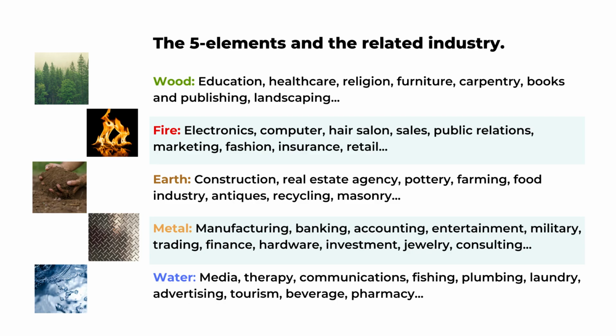So here is a basic example of the 5 elements and the related business or industries. First, for the wood element, it's related to education, healthcare, religion, furniture making, carpentry, books, publishing, and landscaping. And a lot of business will have more than one category, so you should use this chart as a reference.